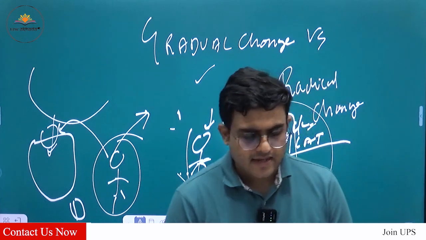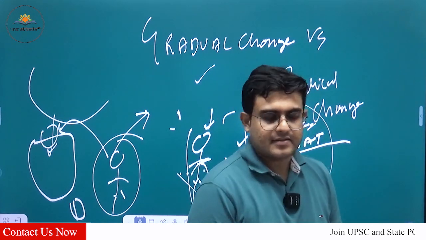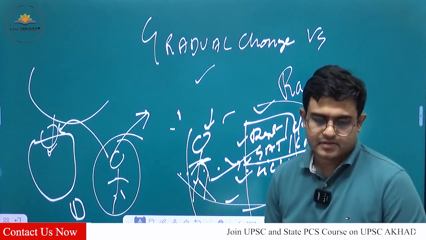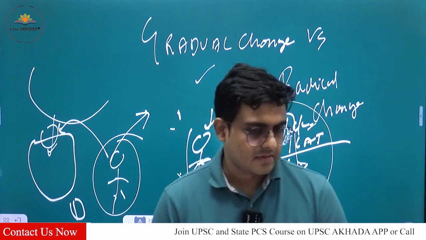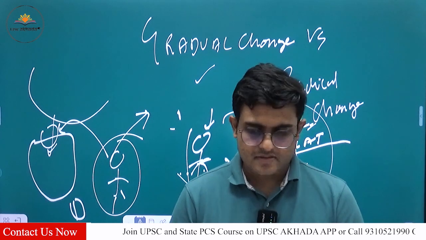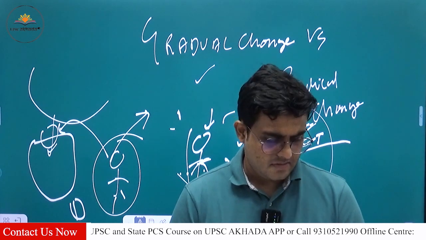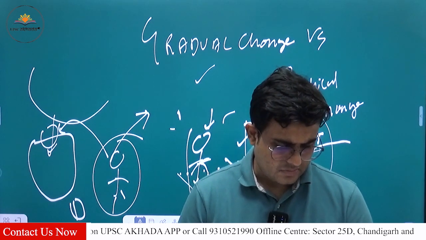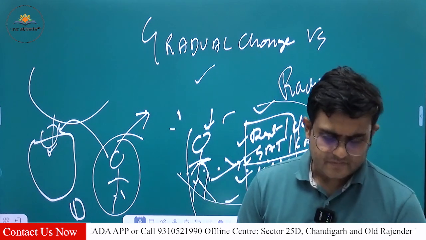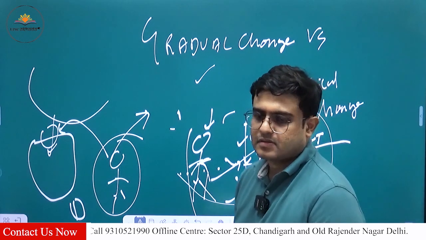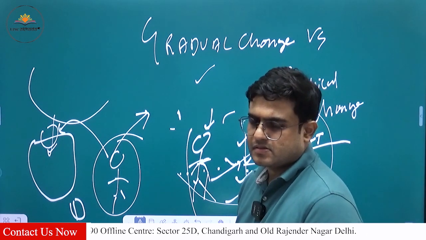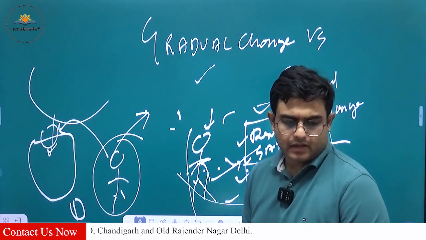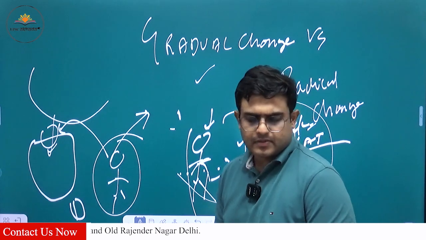Second, SAT, CAT. SAT will come first, then CAT will come. Third, High Court. Then Supreme Court. The last option should be whistleblowing.